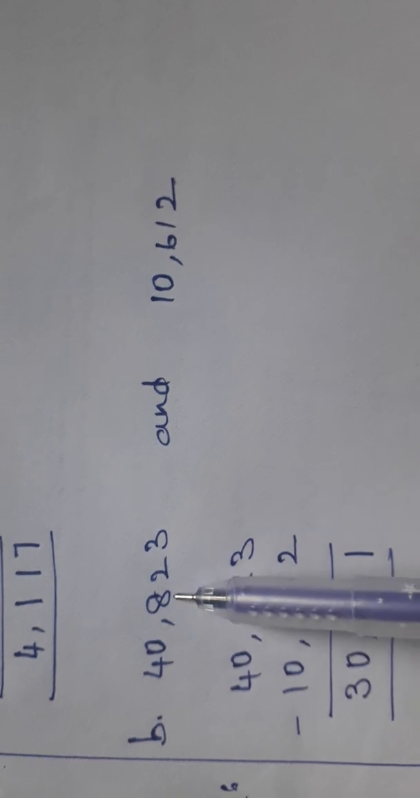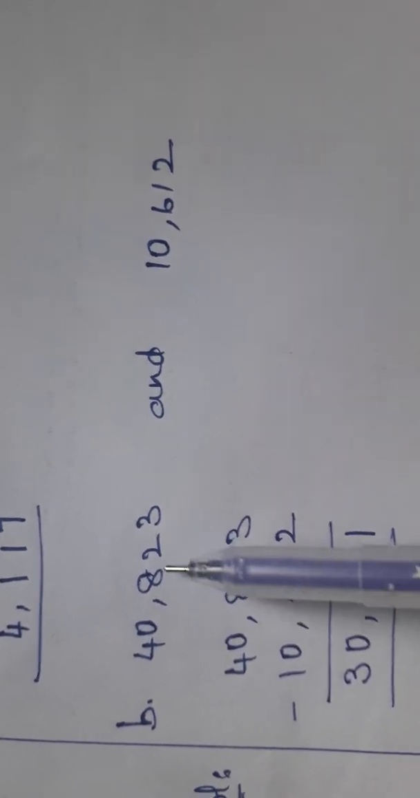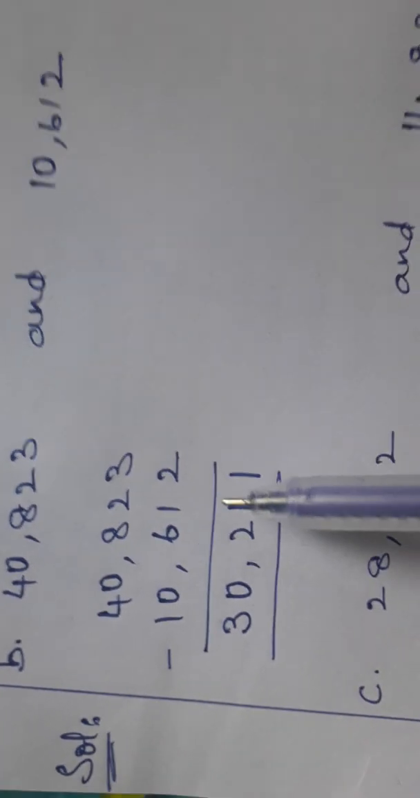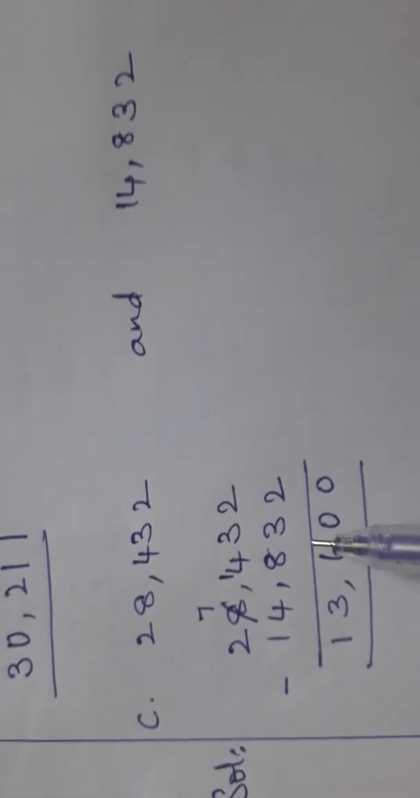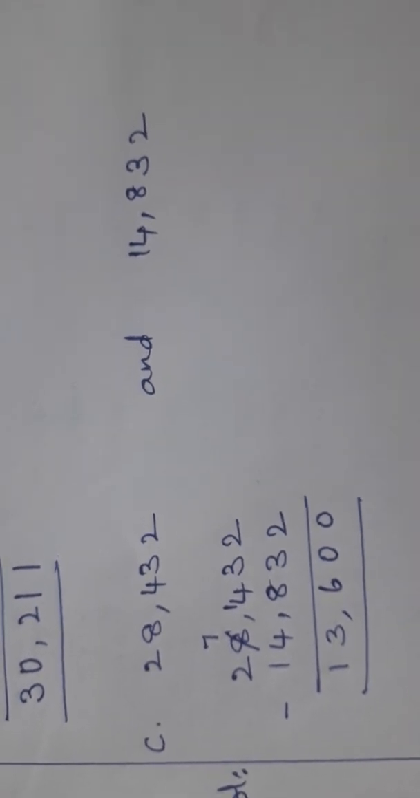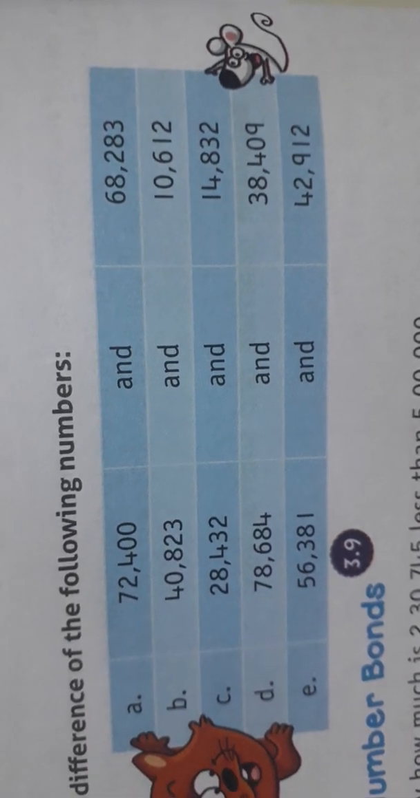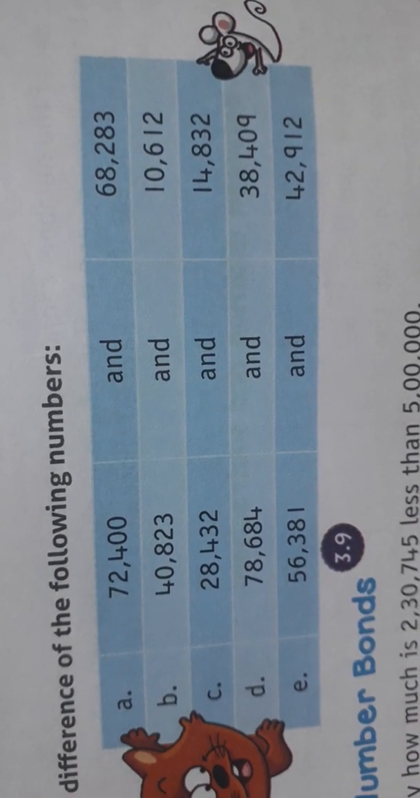So 40,823, this is 10,612. So arrange the numbers and do the subtraction. Here also, children, I have done first 3 sums and D and E for homework.